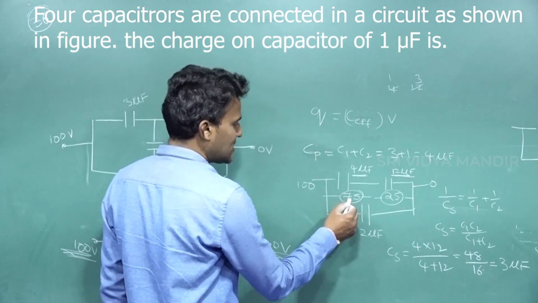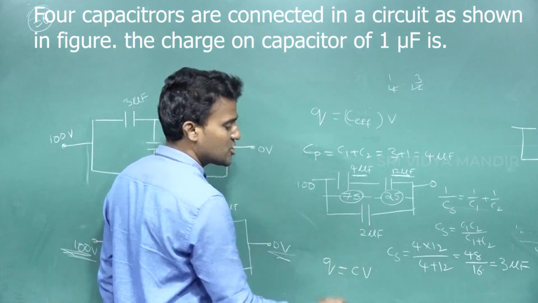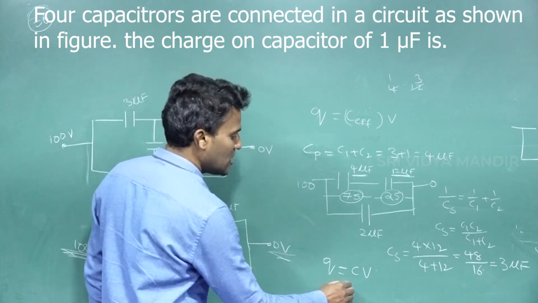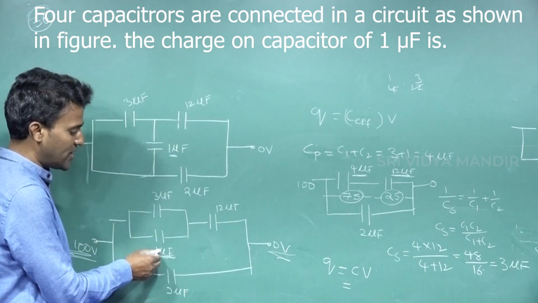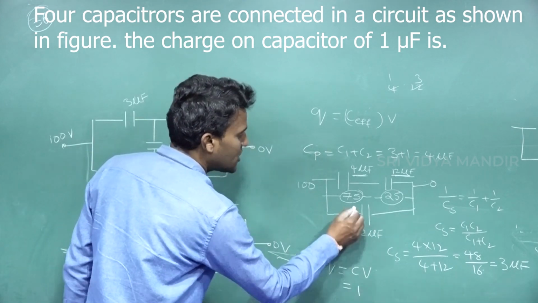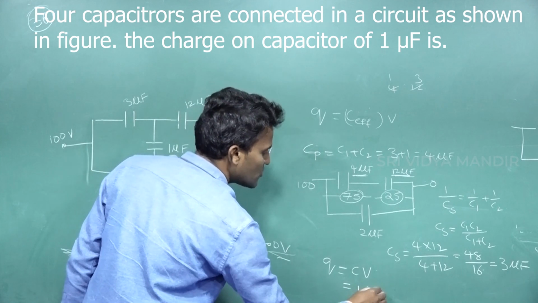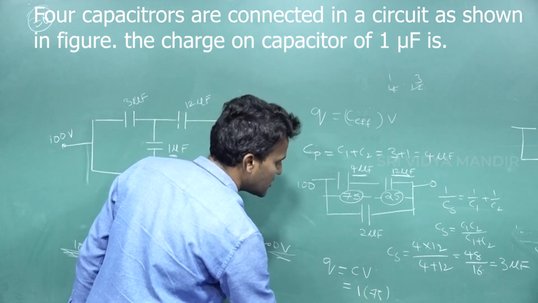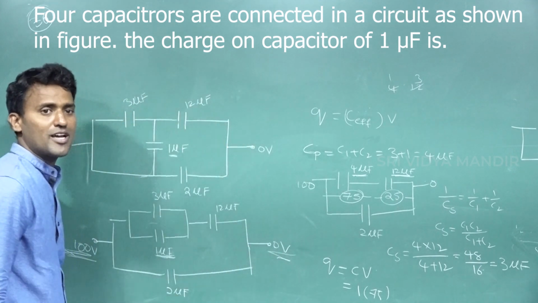So for the 1 microfarad capacitor, Q is equal to C into V. Here C is equal to 1 microfarad, and the voltage across it is 75. So Q is 75 microcoulomb. That is the answer: 75 microcoulomb.